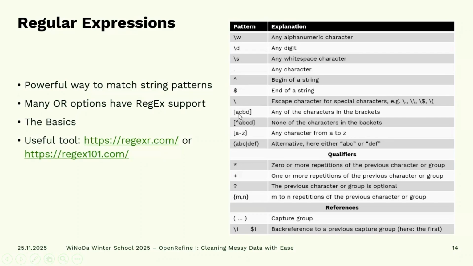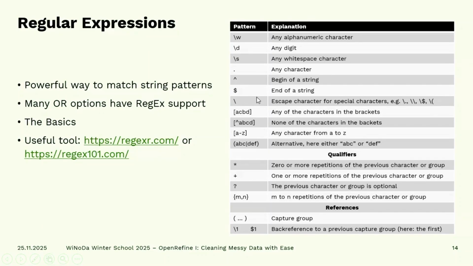When we put characters in brackets, it means that any of the characters within those brackets can be matched. If we put a tilde in front of it, it negates the expression. We can also address spans of characters, so A to Z means any lowercase character here. Or we can work with groups using brackets and the pipe symbol, so that means we either match ABC or DE.